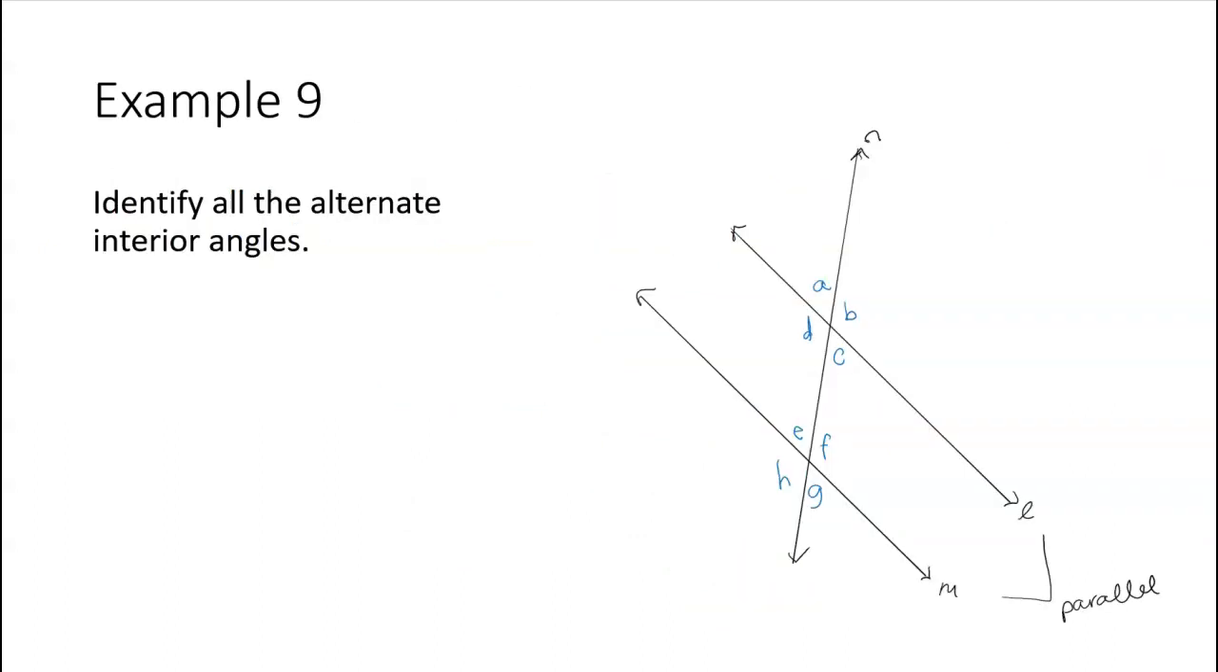Identify all the alternate interior angles. So again, when we're talking about alternate interior, we're going to be looking at the interior of our parallel lines. So we're only looking at these four angles. And alternate means opposite sides of that transversal. So we're talking about angle E and angle C and angle D and angle F. And we'll continue on in the next video.